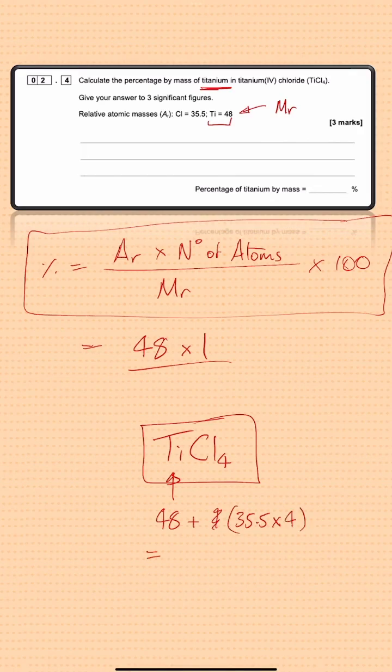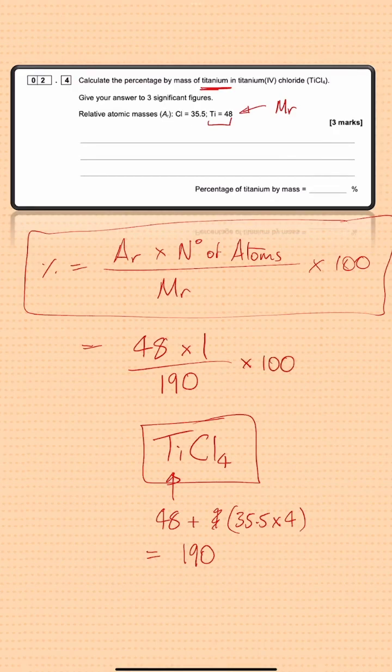Tell me if you're getting different answers now as I go through these questions. So do that bottom bit first. Find out the MR. So 35.5 times by 4, and then add 48. That should give you an answer of 190. So 190 is the MR. So we can put that at the bottom of our fraction here. So 48 over 190, and don't forget to times it by 100 for a percentage.